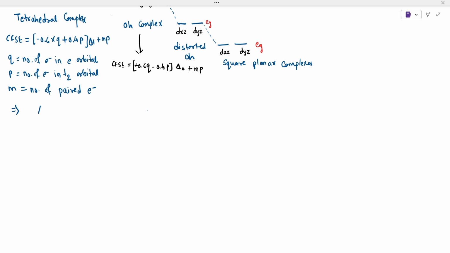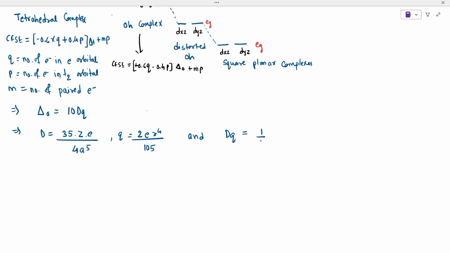Next, we have the relation: octahedral energy equals 10 Dq. We can convert octahedral delta O into Dq by multiplying by 10. Here D is 35 Z e by 4a to the power 5, Q is 2e r to the power 4 by 105, and Dq. On multiplying both, we will get 1 by 6 Z e square r to the power 4 by a to the power 5. So this is the formula for Dq.